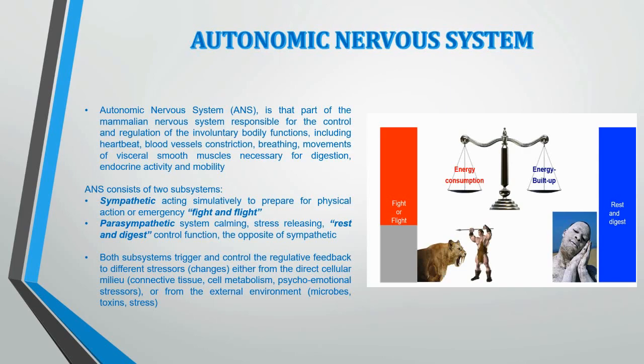Both subsystems trigger and control the regulative feedback to different stressors, or to changes in your environment or in your body, either from the direct cellular milieu, so your connective tissue, your cell metabolism, or psycho-emotional stressors, or from external environments, so microbes, toxins, stress, etc.